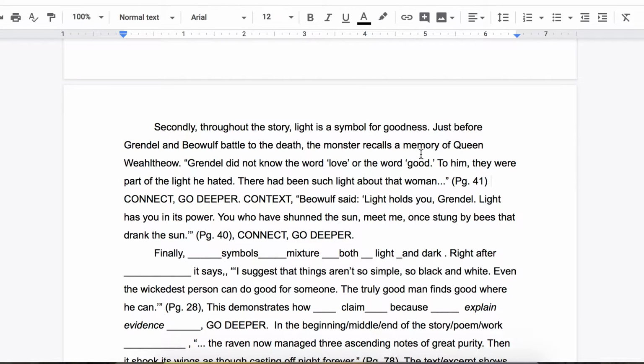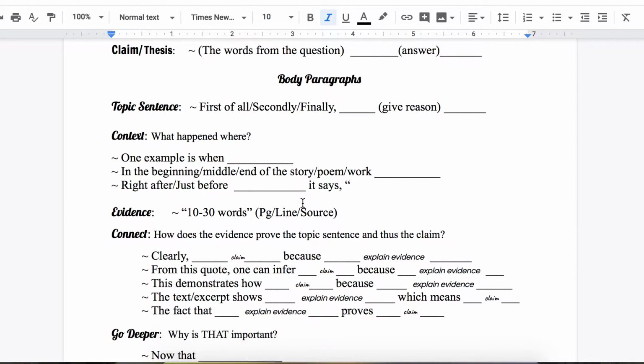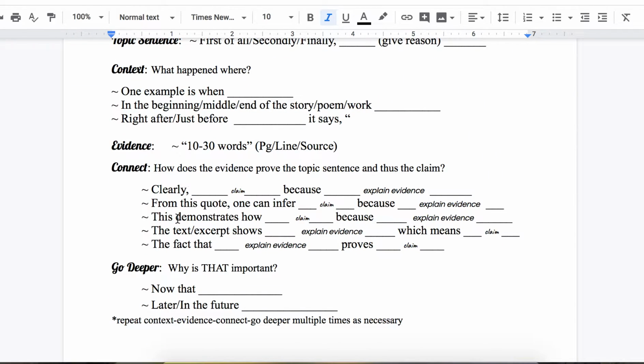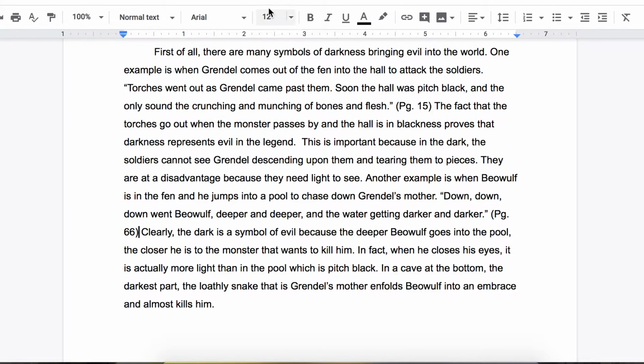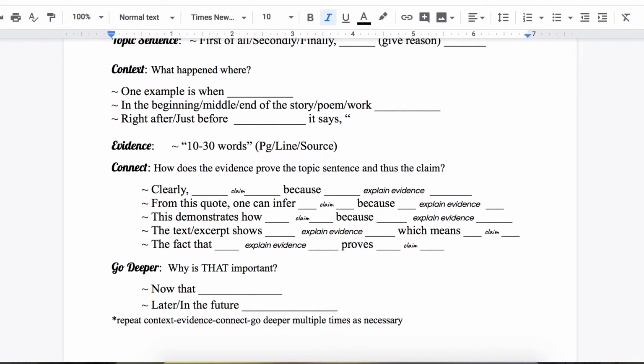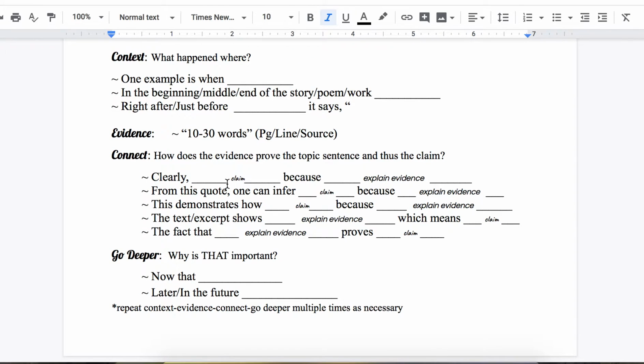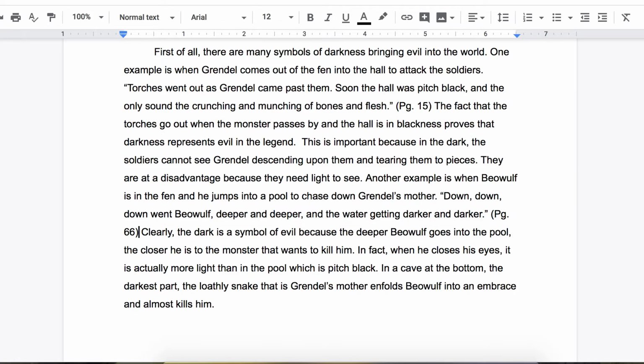So we have to prove what it is in this quote that is a symbol of light. And we go and we look at our essay structure sheet. We've got some sentence frames here. Let's look at what we used in the first body paragraph. In the first body paragraph, we used clearly and the fact that. So let's mix it up and try a different one. So let's go from this quote, one can infer, or this demonstrates how. Let's go with this demonstrates how.